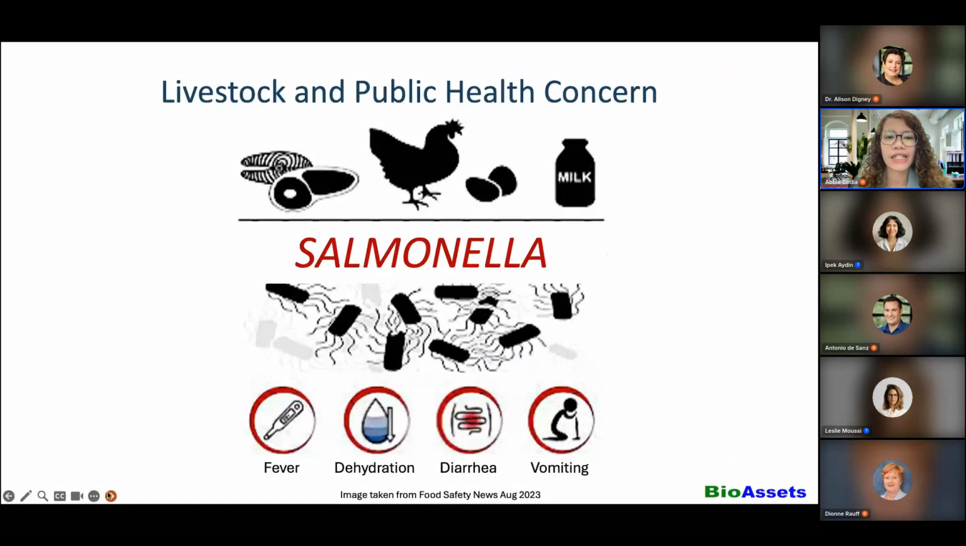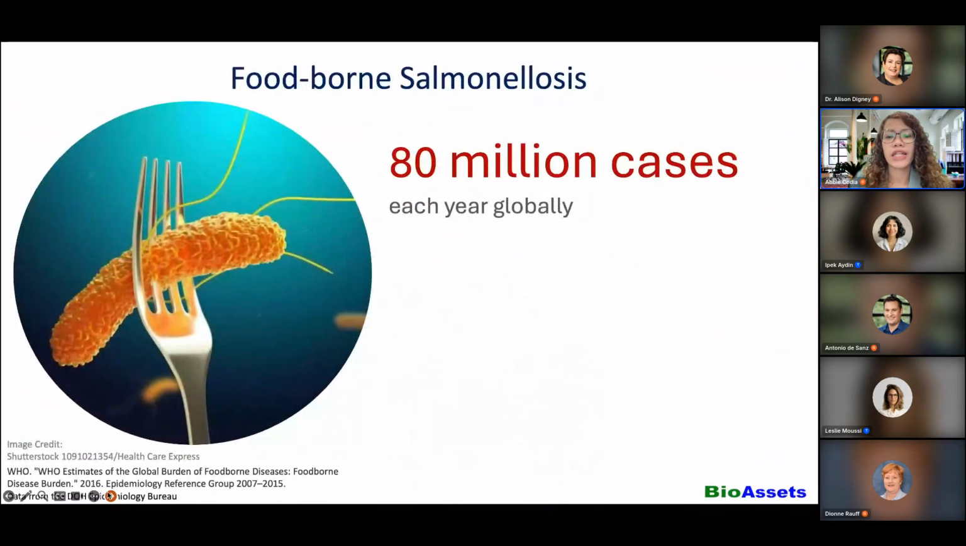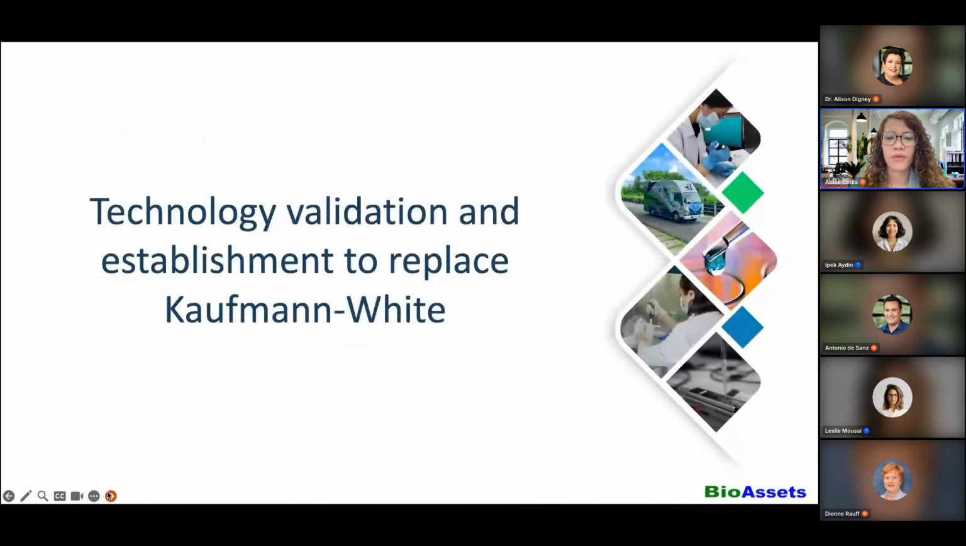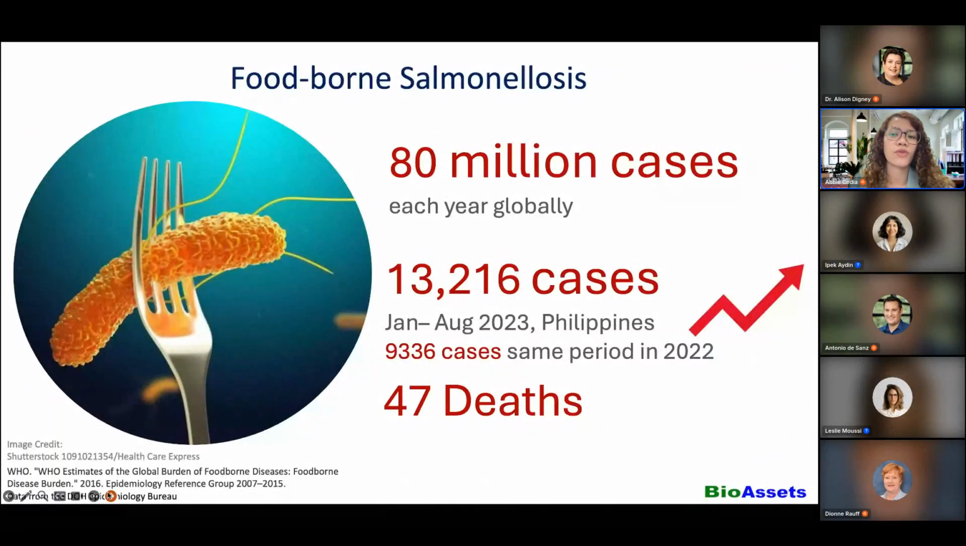Again, salmonella is a livestock and public health concern, as we all know. With that, we can see that there are 80 million cases each year globally with these diseases. And there are increasing cases here in the Philippines, wherein 47 deaths were also noted. So this is a 2023 case. We are yet to find out our 2024 and 2025 data. So increasingly, there are many cases here in the Philippines undetected.